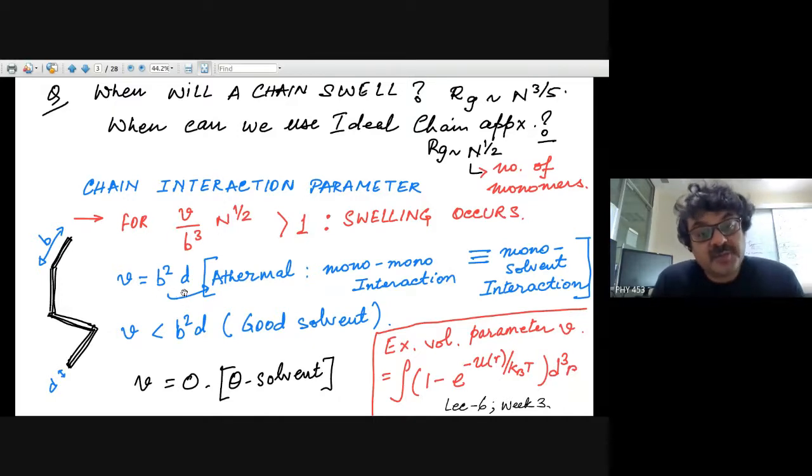And when v is equal to b squared d, you call it the athermal polymer, in athermal solvent conditions, where monomer interaction is equivalent to the monomer-solvent interaction. Then Rg, the spread of the polymer, always goes as n to the power 3/5, just to remind you. And when v is less than b squared d, then you say it's a good solvent.